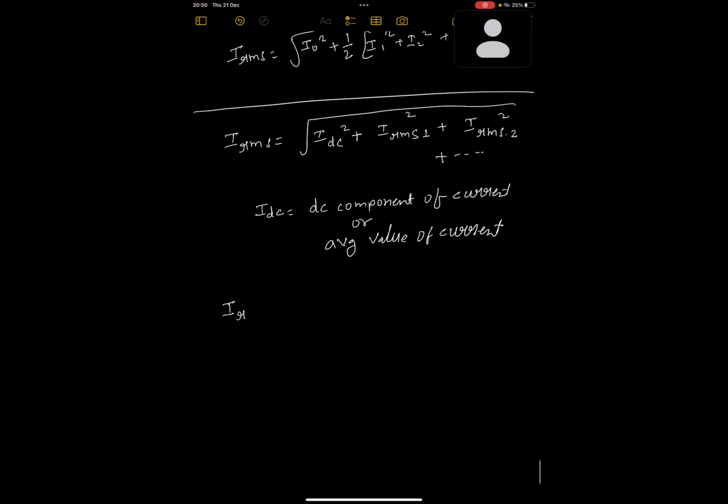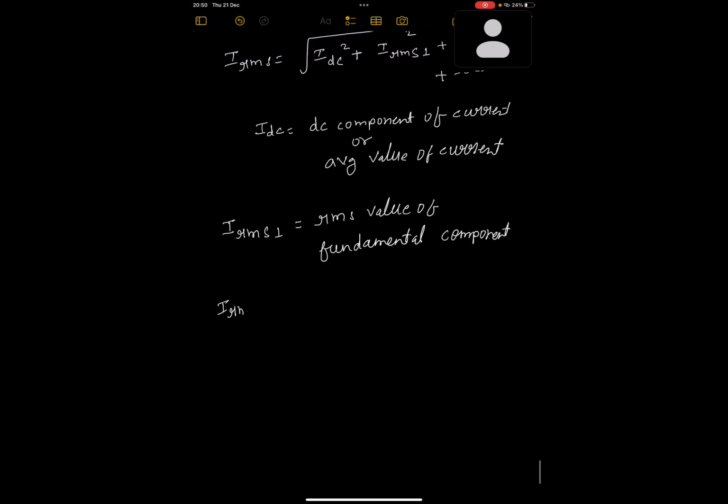I RMS first means the RMS value of the fundamental component. I RMS second is the RMS value of the harmonic component.